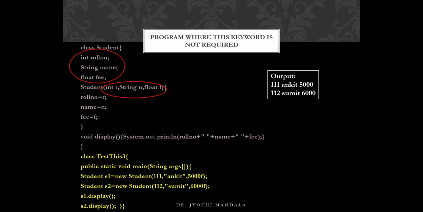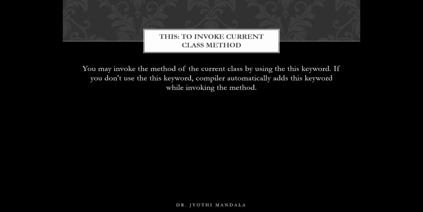I hope you all are clear with this concept, how this keyword can be used with your instance variable. I am repeating once again, if the instance variable names and your local variable names are same, then we can remove the ambiguity by providing this dot instance variable name, by which we are telling the compiler that we are referring to the current class instance variable.